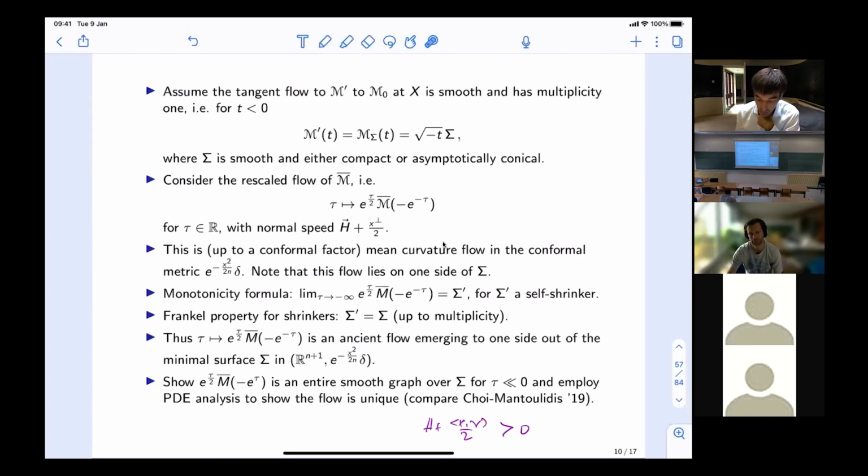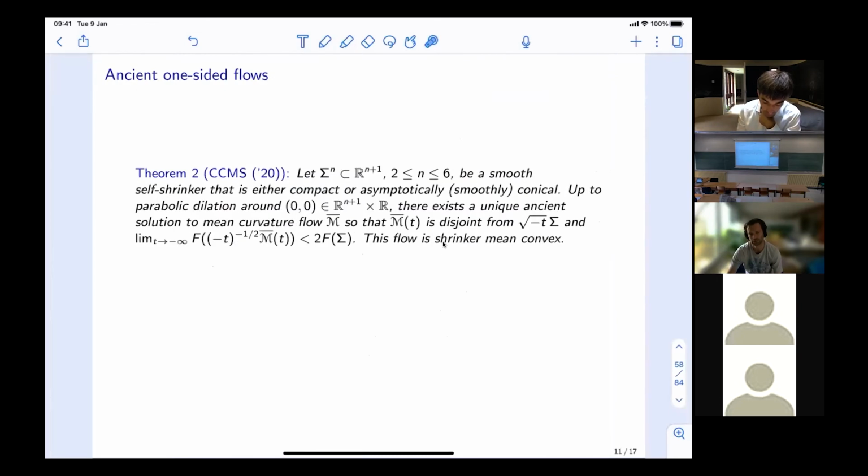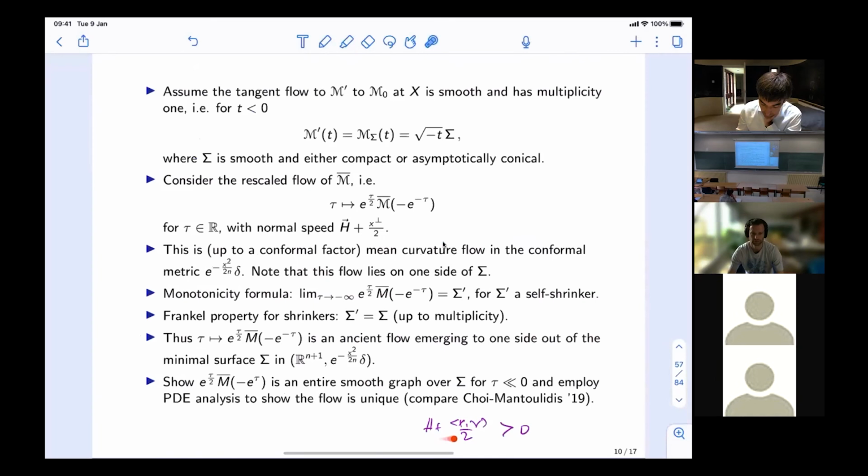Okay. And now we can use this to prove that, assume you have a self-shrinker, either compact or smoothly asymptotically conical, then there is only one unique ancient solution to mean curvature flow on each side of it. We need an entropy condition, which rules out higher multiplicity, but that's something we can always attain. And the important thing is, this is a weak flow actually. So this is a flow with singularities, but this flow is shrinker mean convex. So this flow has that speed bound, it goes in one direction.